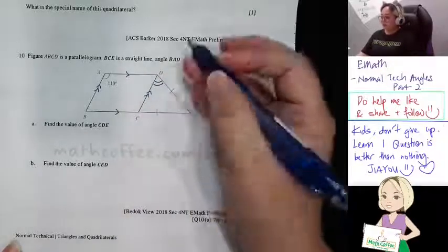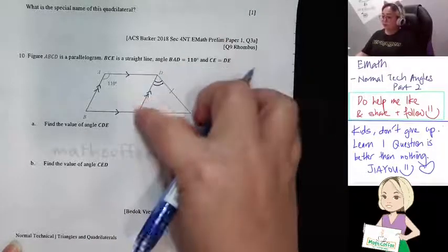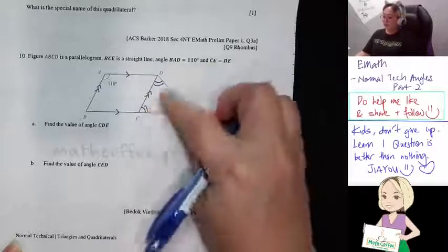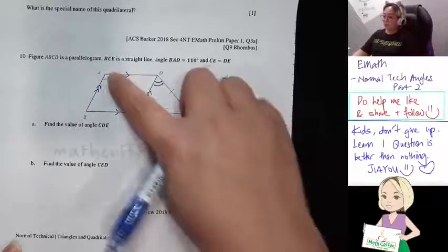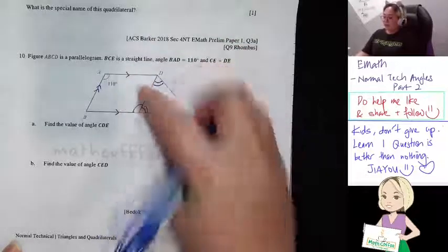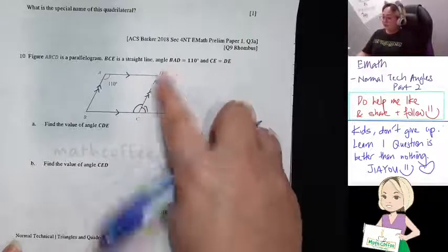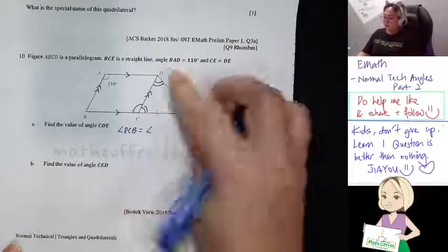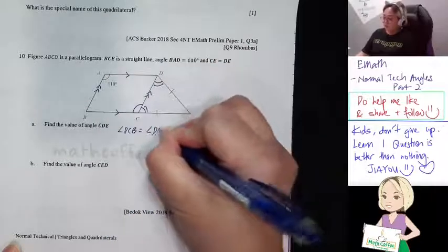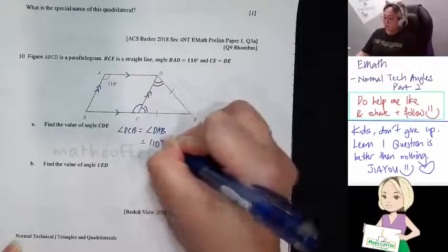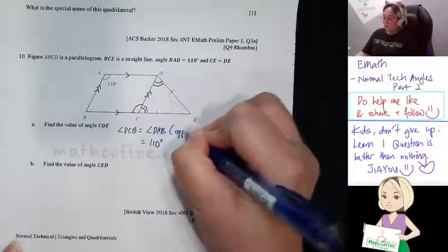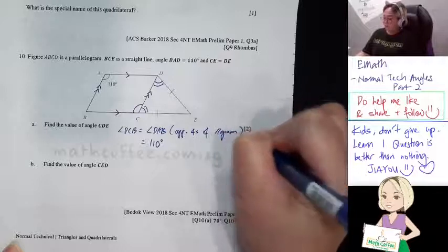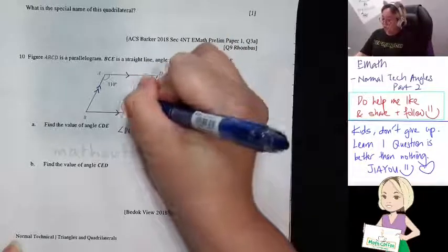Anyone? Okay, so this one actually what you need to do is you're supposed to find here first. Because we know this is an isosceles triangle, and this is the opposite angle. So you can find this angle. So let's find this angle first. DCB. So you will say angle DCB is equal to angle DAB, which is equal to 110 degrees. So this one is opposite angles of a parallelogram. Okay, so here is 110 degrees.